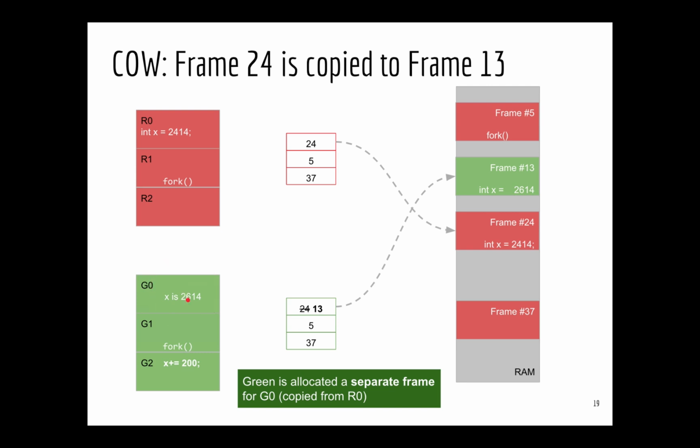The state of green will be updated from running to blocked. Then it makes a duplicate of the shared frame, which is frame 24, and allocates a new frame in RAM to hold the duplicate, the green frame associated with G0. Let's assume that there's an open space in frame 13 to hold G0. Then the green page table is updated. The old entry 24 is now replaced with 13. And then the read-only protection is removed from both frame 13 and frame 24. And then the state of the green process is updated from blocked to ready.